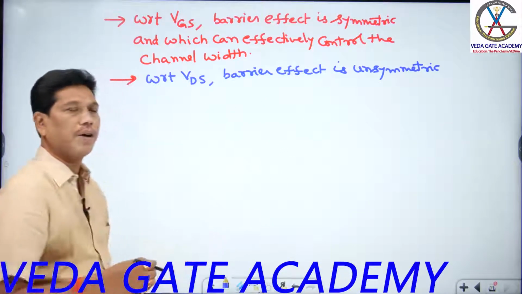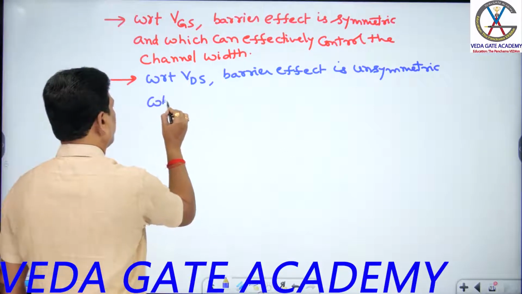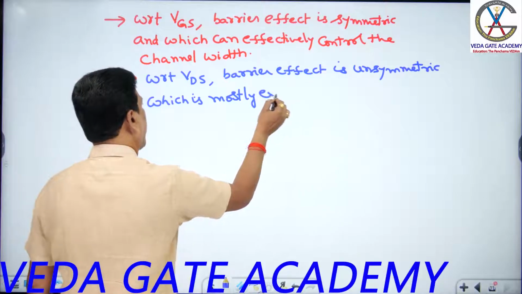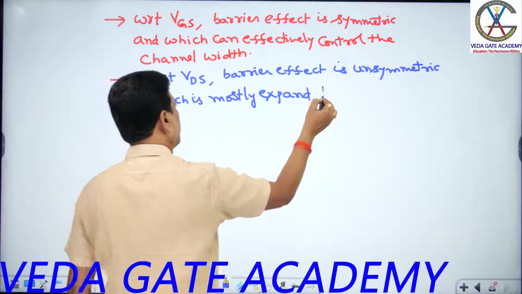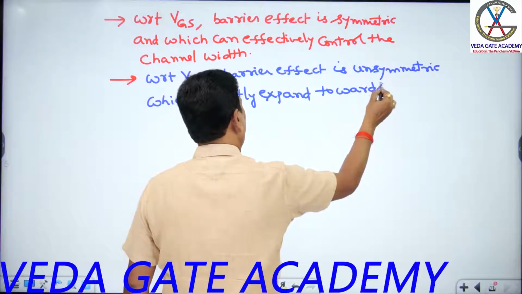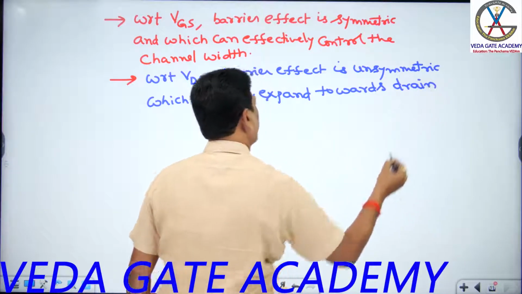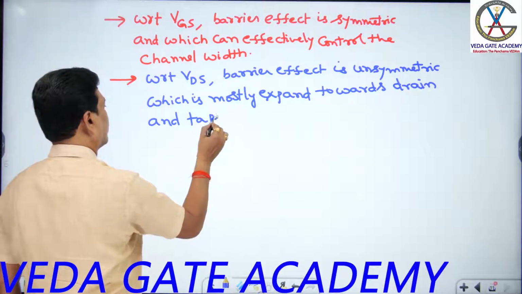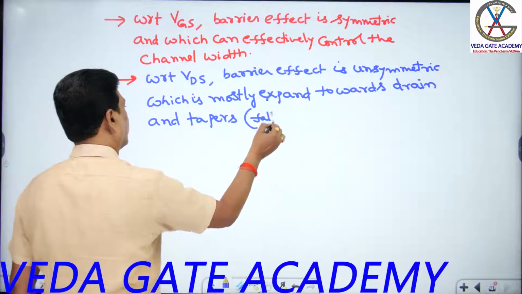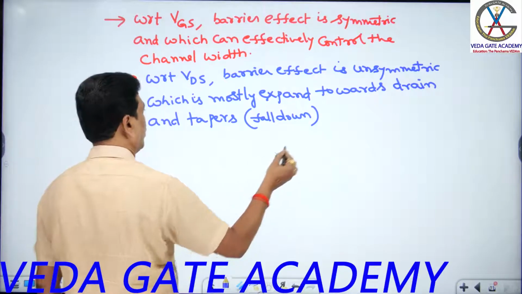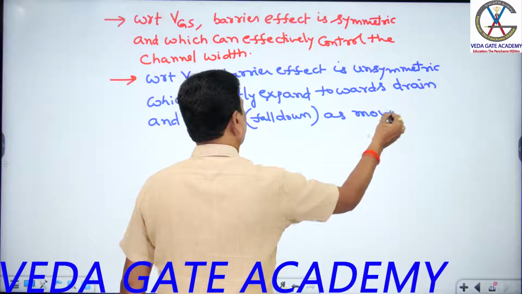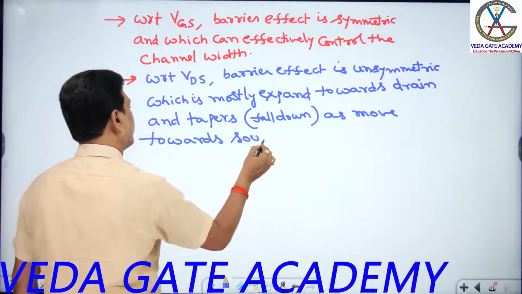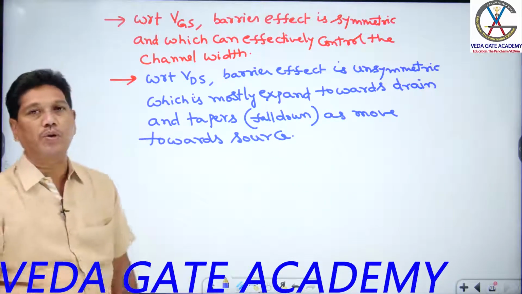Barrier effect is what, sir? Unsymmetric, you can call. It expands mostly towards the drain, and tapers, which means it falls down, students, reducing as we move towards the source. So among all the three terminals, the barrier expansion is mostly towards the drain, students.